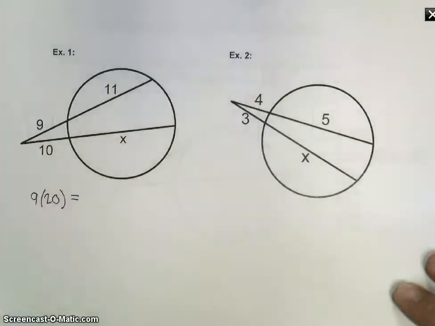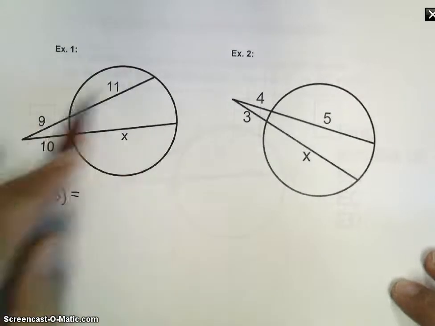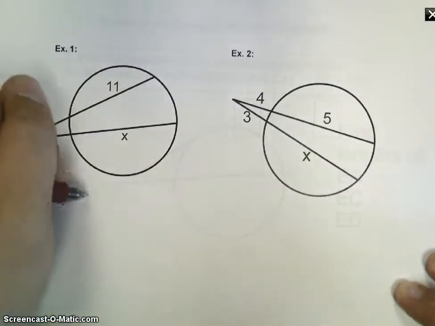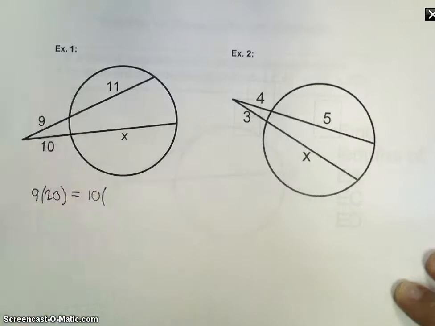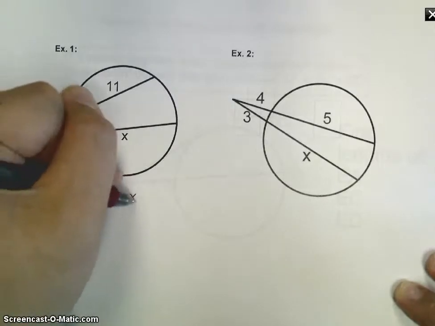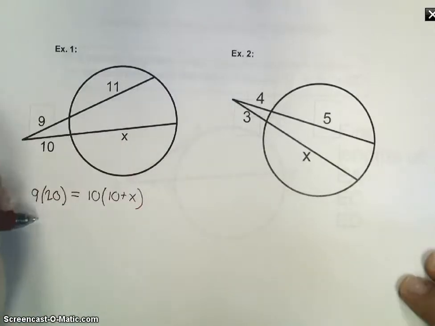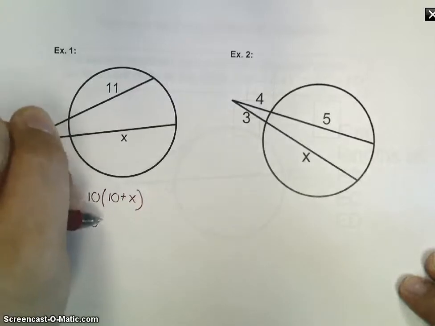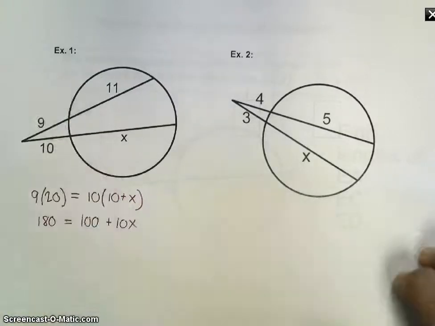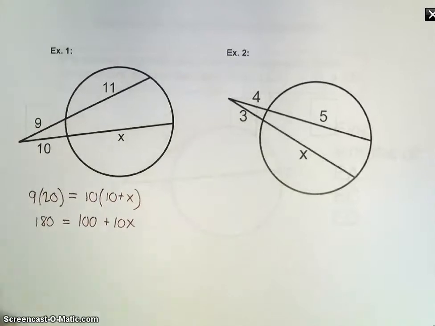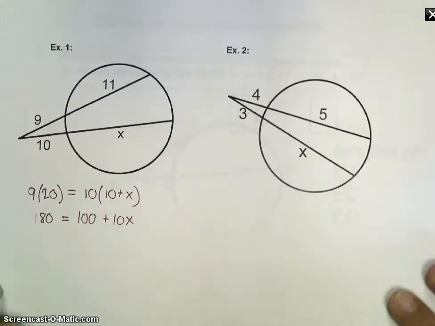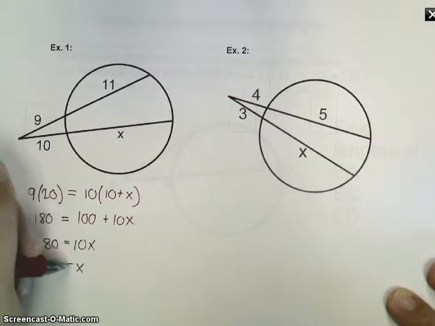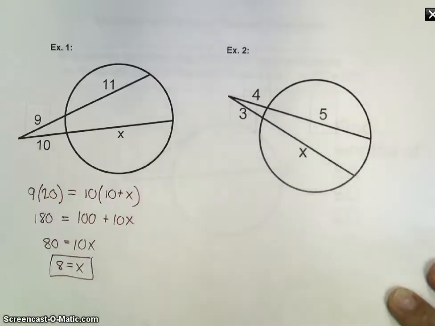So in this example, I have 9 times 20, so the outside segment times the entire segment equals the outside segment times the entire segment. So 9 times 20 is 180. This is going to give me 100 plus 10x. Now we're fortunate in this problem we don't have a quadratic to deal with like the previous one. Subtract 100 from both sides, I get 80 equals 10x, therefore x equals 8.